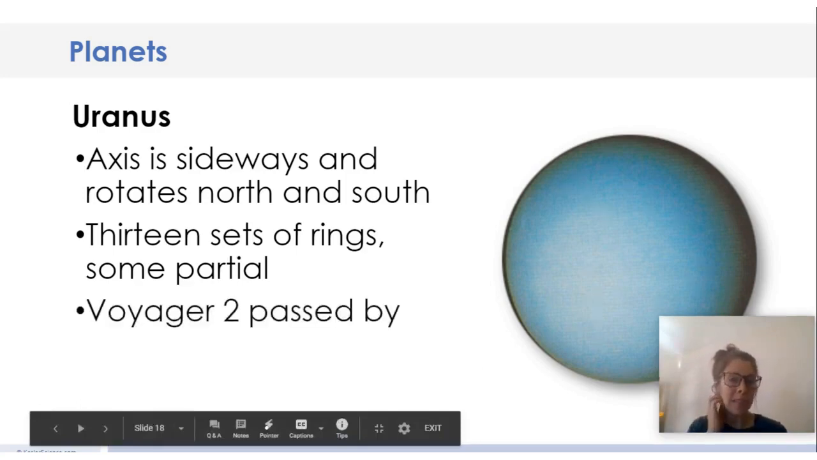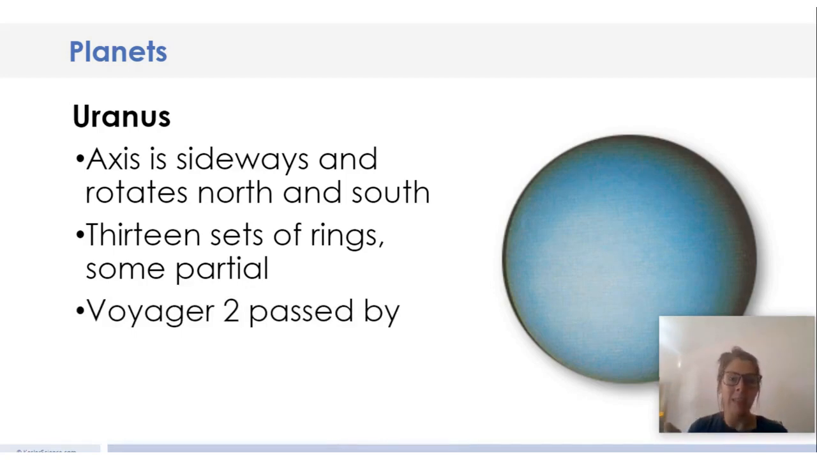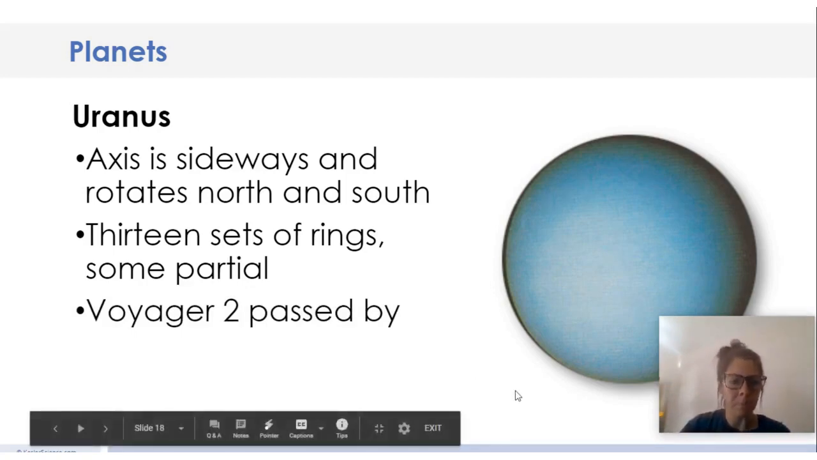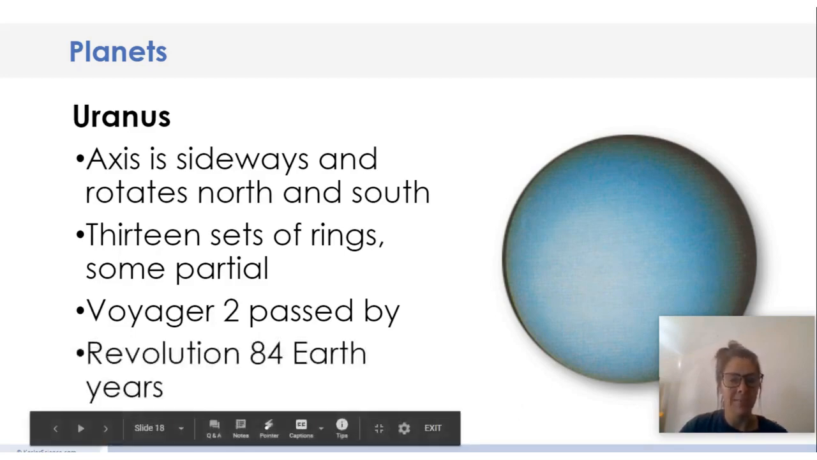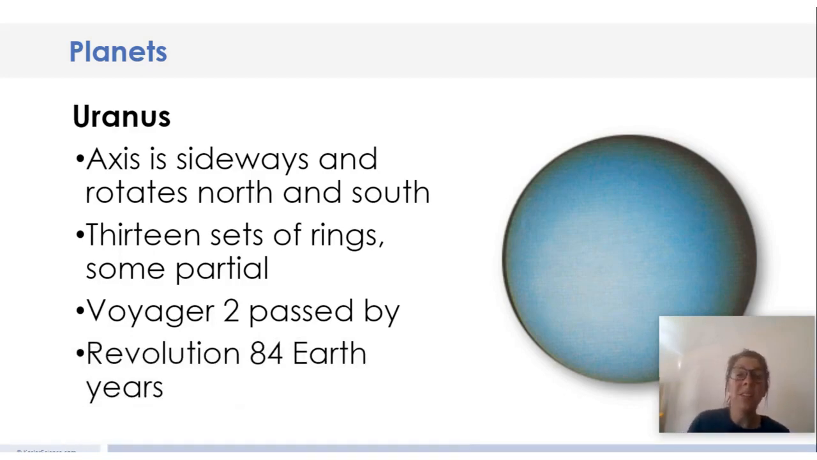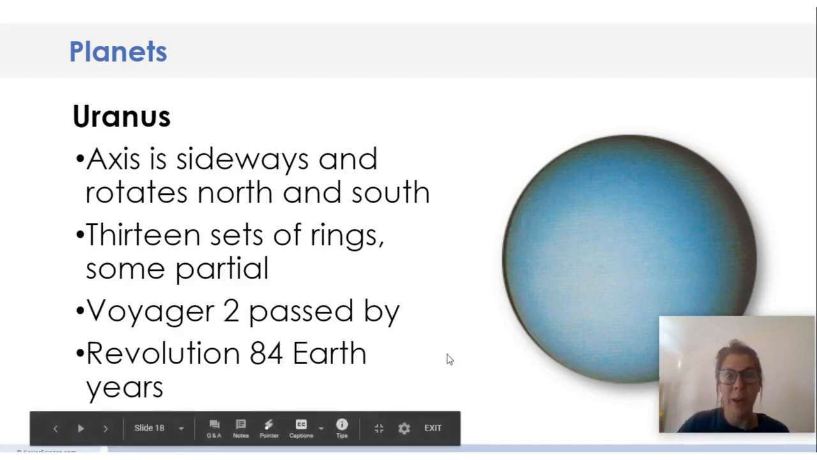And Voyager 2 is the name of a satellite that passed, I think, in 79. It's been a while. But Voyager 2 was a mission a long, long time ago for you guys, and it was able to take photographs as it passed by some of these gas giants. And remember, we're spacing our planets out. 84 years, guys. It takes 84 years for Uranus to make one revolution around the sun. Crazy!